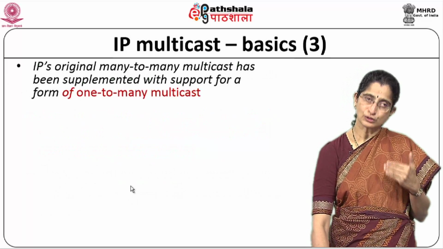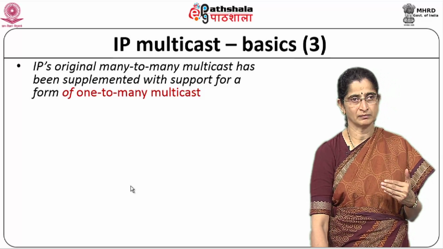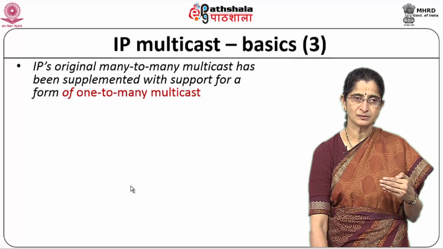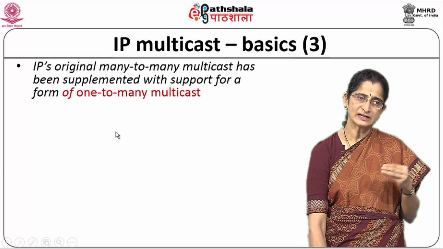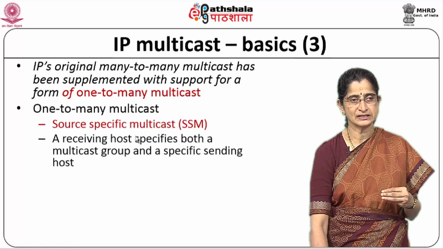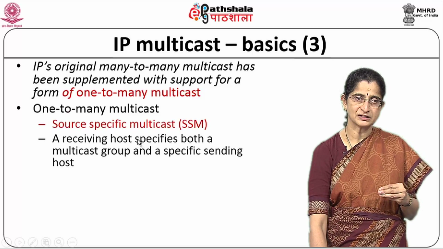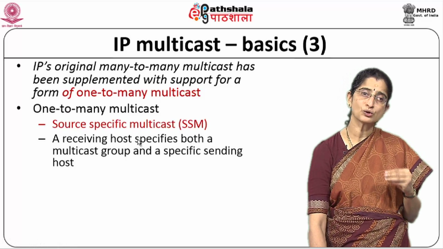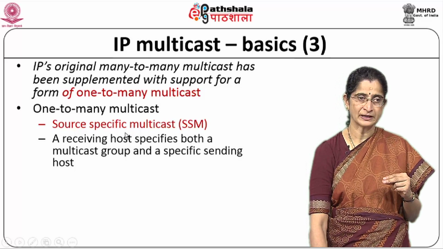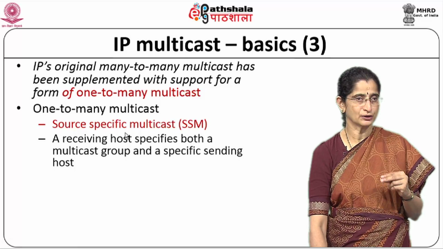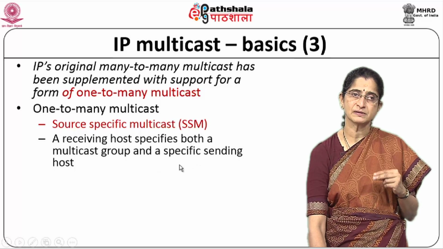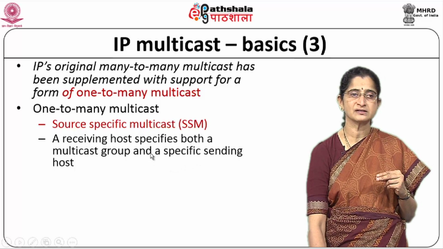And we also have support for a one-to-many multicast service in IP. Though the original IP multicast support is meant for many-to-many multicast, it has also been supplemented with additional features in order to also support one-to-many multicast. For one-to-many multicast, we are talking about what we call source specific multicast. A receiving host could specify that it belongs to a particular multicast group, and it could also specify that it would like to receive packets only from a specific sending host. So, this is referred to as source specific multicast.